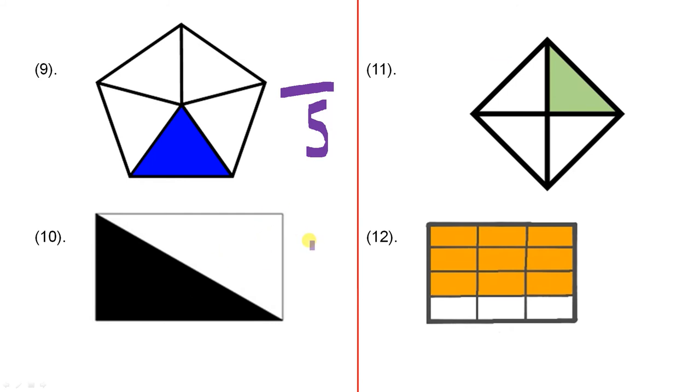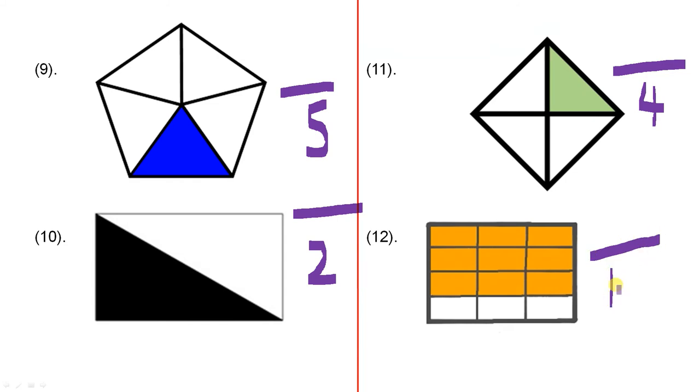Here we have 2 equal parts. The number of parts that are shaded over 2, change it to a percentage. 4 equal parts. Whatever shaded over 4, change it to a percentage. And finally, 12 equal parts. Whatever is shaded over 12 and change it to a percentage.